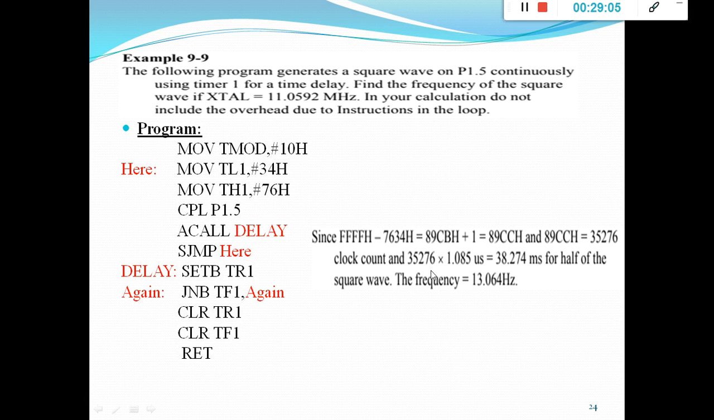Then by using that 76.548 millisecond, find the frequency, because in the question itself they have asked to find the frequency of the square wave. This is the period of half of the square wave. To get the entire period of the square wave, you multiply 38.274 millisecond by 2, so that you get 76.548 millisecond. Then do 1 divided by 76.548 millisecond, so that you get the frequency as 13.064 hertz for this example.